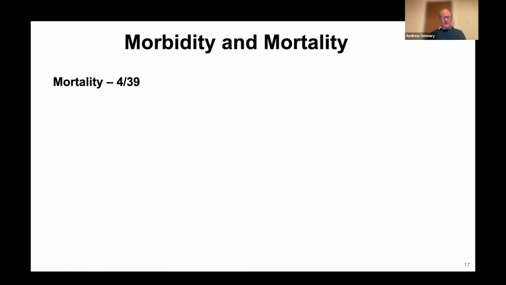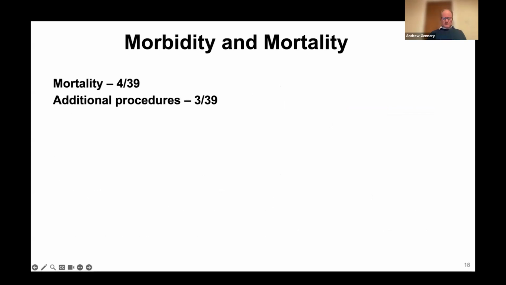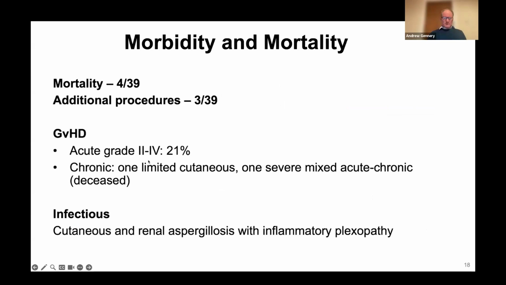There were 4 patients who didn't survive, from mainly transplant-related mortality, but also particularly infection. A number needed additional procedures, a second transplant with or without a CD34 top-up, or with donor lymphocyte infusion. The GVHD was not so bad. Grade 2 is not too bad to cope with. Grade 3 and 4 was rare and is obviously much more severe. And one patient had limited chronic cutaneous GVHD and another had mixed acute and chronic, but unfortunately didn't survive.